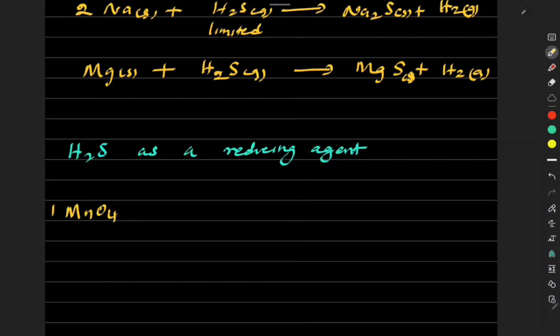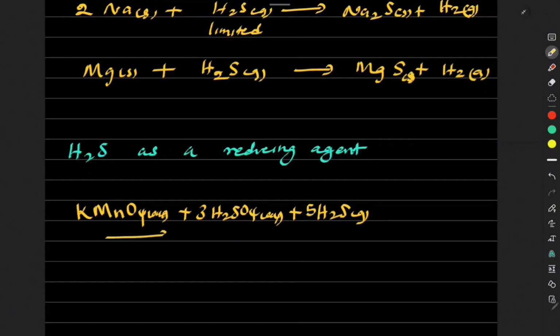MnO4, KMnO4 plus 3H2SO4 plus 5H2S gas. They form K2SO4 plus 5S solid plus 2MnSO4 manganese sulfate plus 8H2O liquid.